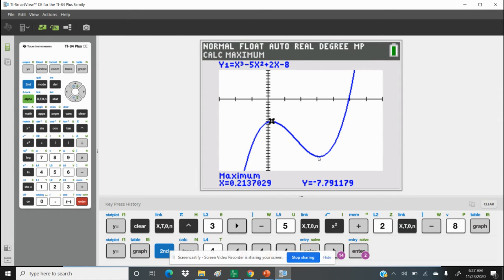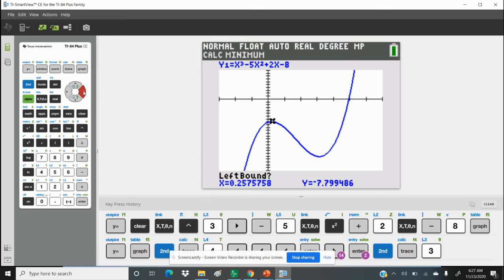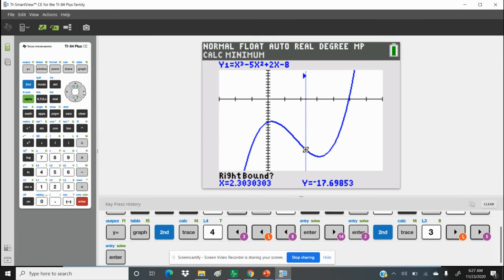Now let's go find this turning point. Again, I'm going to go to second calc. Now I'm going to go to minimum, and I'm going to put my cursor to the left of the point I'm trying to find. Anywhere to the left, it doesn't really matter, but sort of close to the point, and to the right of the point, and then I'll hit guess. And so my second turning point is 3.1 and negative 20.1.